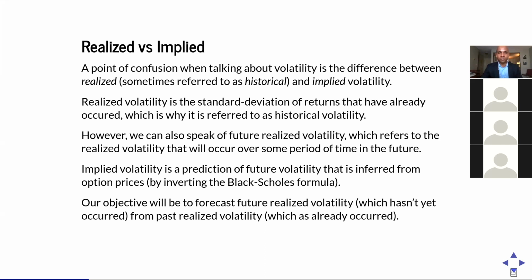And then there's implied volatility, which is a prediction of future volatility that you can infer from option prices, typically by inverting the Black-Scholes formula. So our objective is going to be to forecast future realized volatility, which hasn't occurred yet, from past realized volatility, which has already occurred. So that's what we're doing.